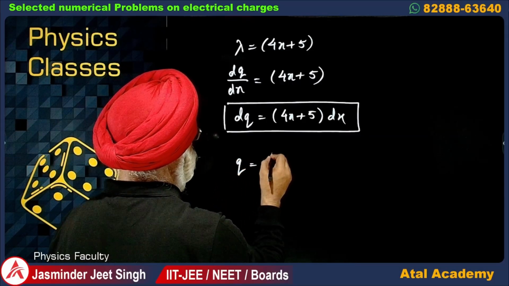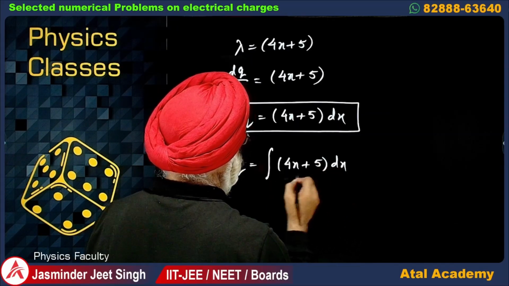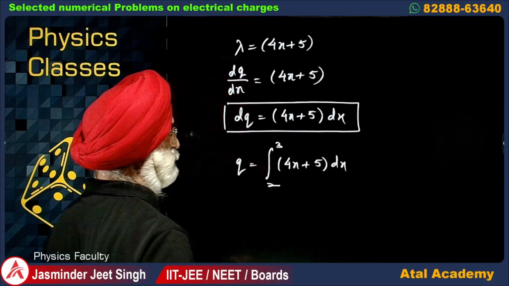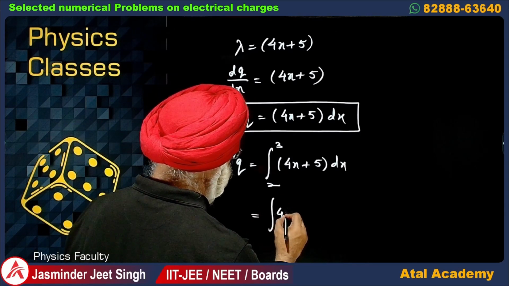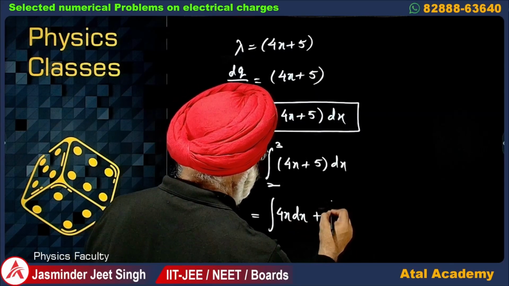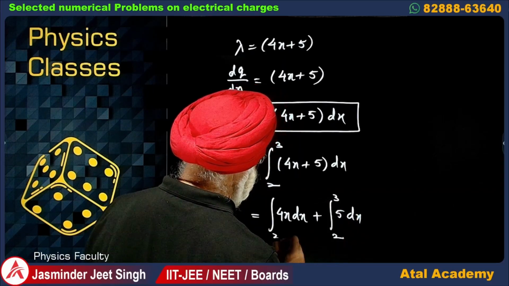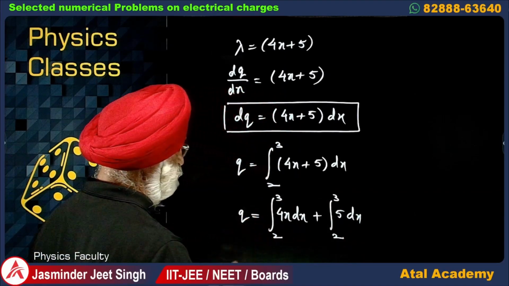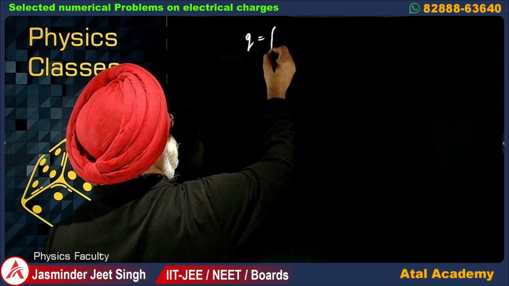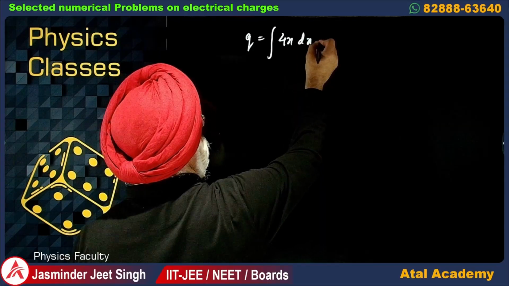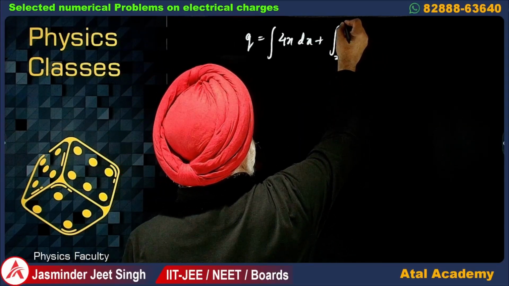Q, the total charge, will be integration of 4x plus 5 dx from 2 to 3. We can integrate this term 1 by 1, integration of 4x dx plus integration of 5 dx. The limits are from 2 to 3. Q is equal to integration of 4x dx plus integration of 5 dx. The limits are from 2 to 3.